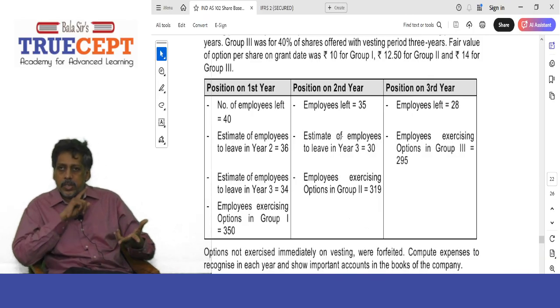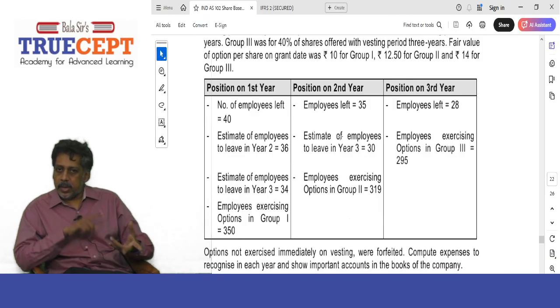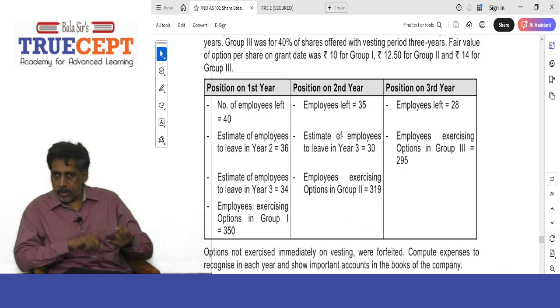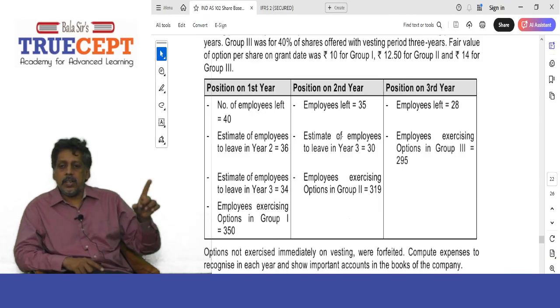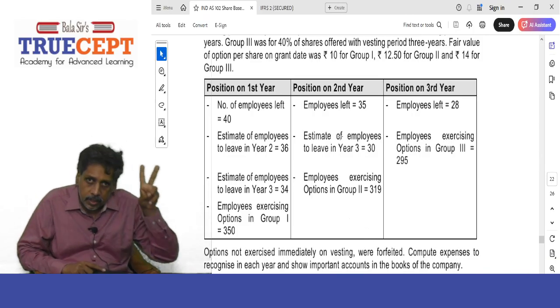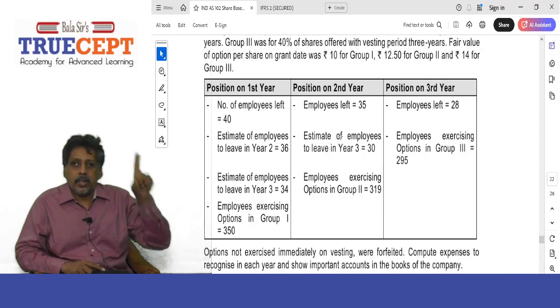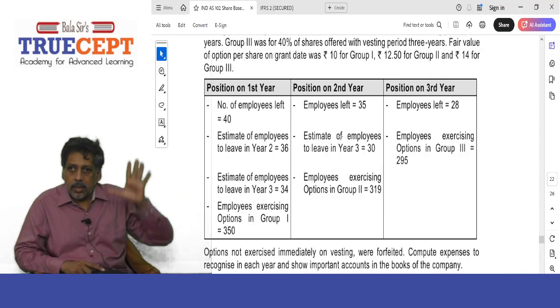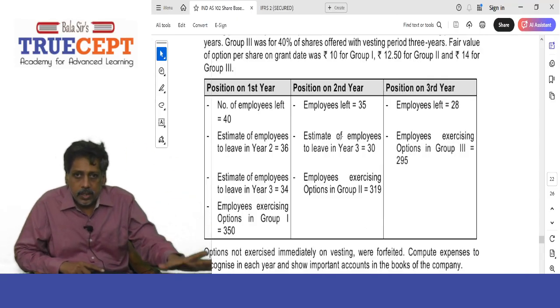Remember, already 40 left in the first year, making it 360. Minus another 35. So, 325 employees will satisfy the 2-year vesting condition relating to G2, right? This is the actual number of employees, 325.